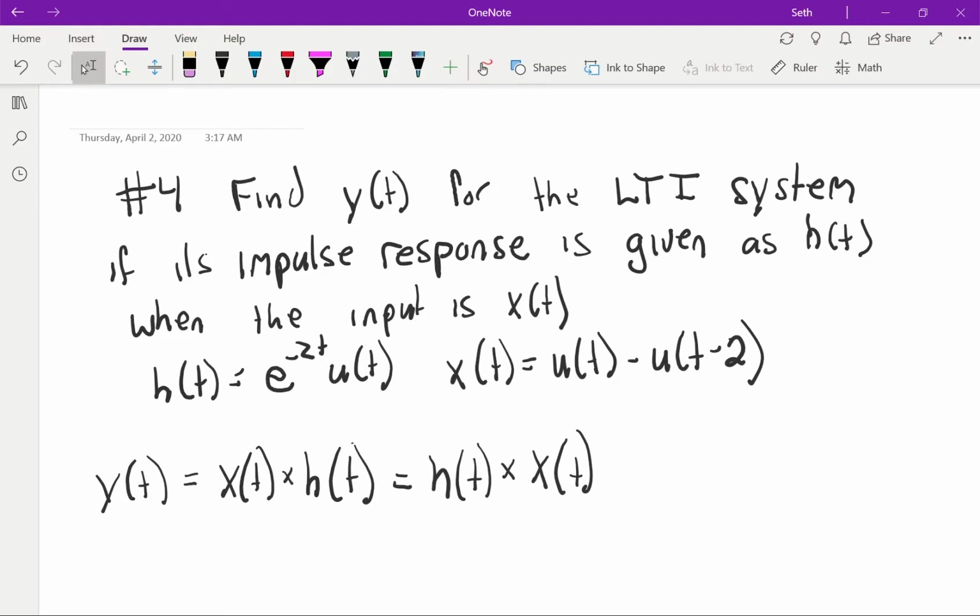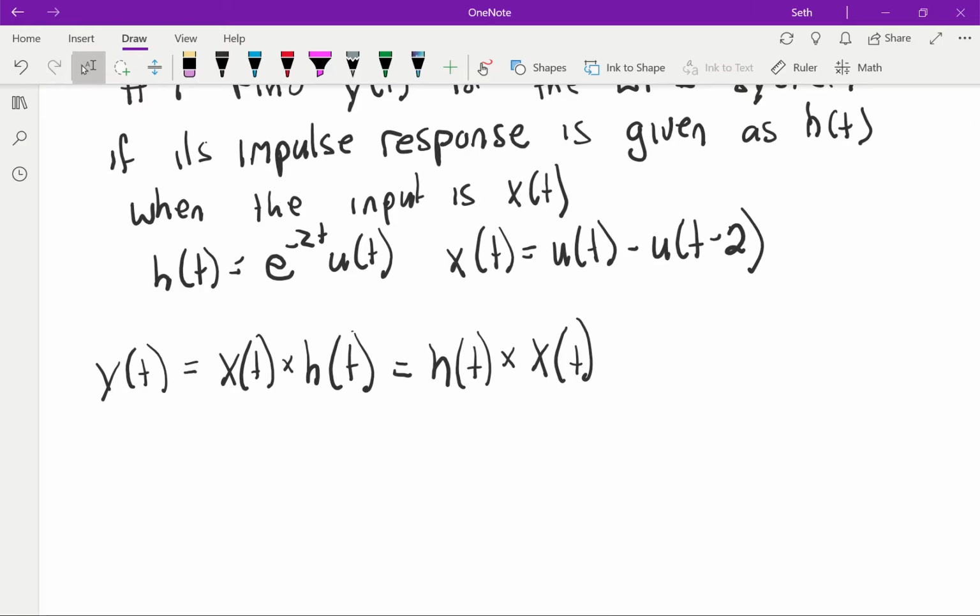Okay, this is number 4 on the practice exam. It's asking us to find y of t for the LTI system if its impulse response is given as h of t when the input is x of t. H of t is equal to e to the minus 2t times the unit step, and x of t is the unit step minus a shifted unit step.